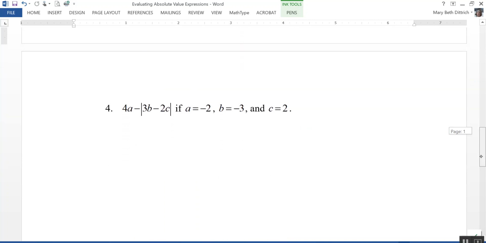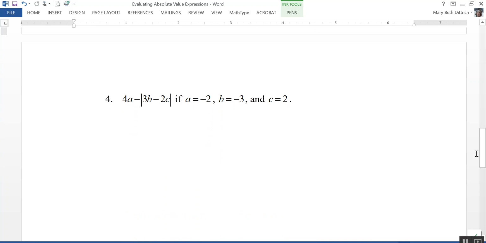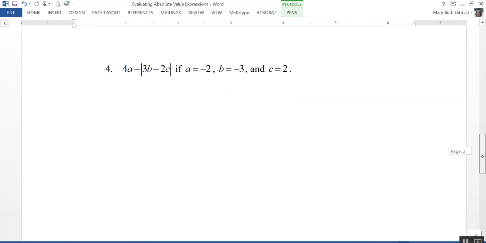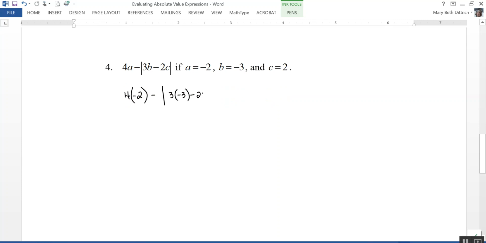My last example here is 4a minus the absolute value of 3b minus 2c if a is -2, b is -3, and c is 2. Lots of negative numbers here, so let's go ahead and substitute those in. So 4 times -2 minus the absolute value of 3 times -3 minus 2 times 2. Whenever I'm plugging in values for my variables, I always go back and check to make sure I got everything right. So a is -2, b is -3, and c is 2.